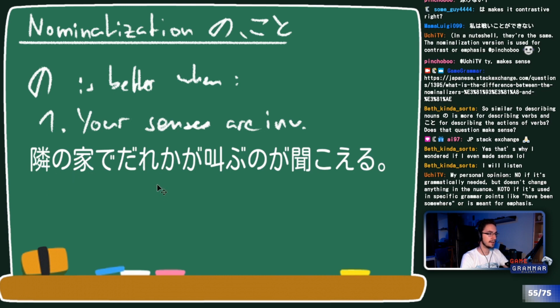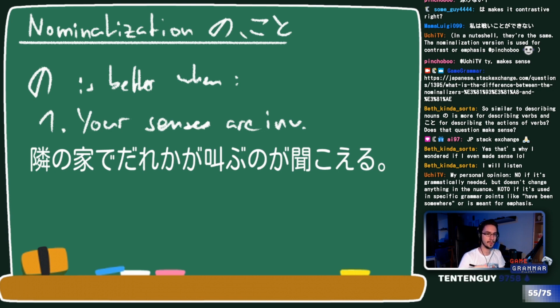Tonari no ie de, right? Tonari no ie de dareka ga sakebu no ga kikoeru. This is a longer sentence, but might as well use a longer one. Personal opinion: no if it's grammatically needed but doesn't change anything in the nuance, koto if it's used in specific grammar points like speech. That's a pretty good rule of thumb if you're just learning about them. You have to use some sort of rule of thumb, and that's a pretty good one.